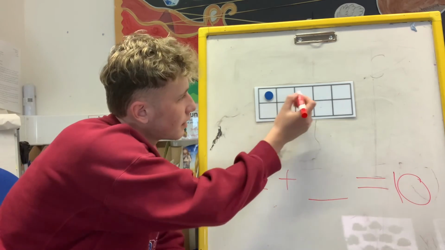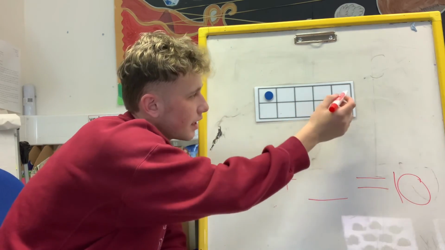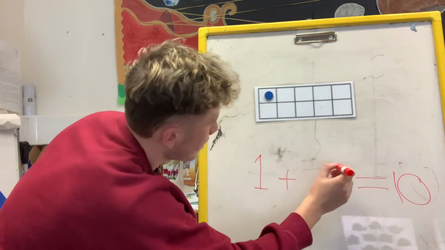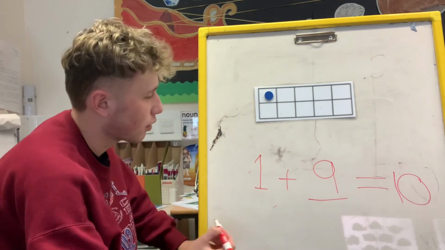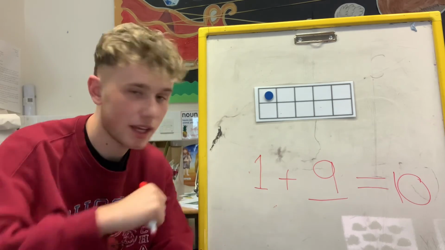That's right. Count the rest. So we've got 1, 2, 3, 4, 5, 6, 7, 8, 9, which is our missing number. So the equation says 1 plus 9 equals 10.